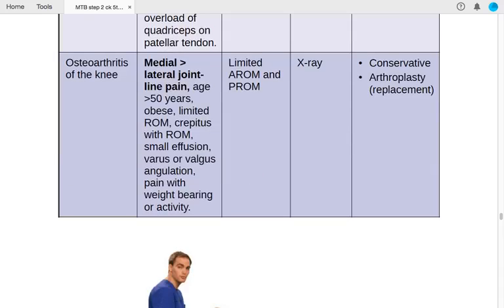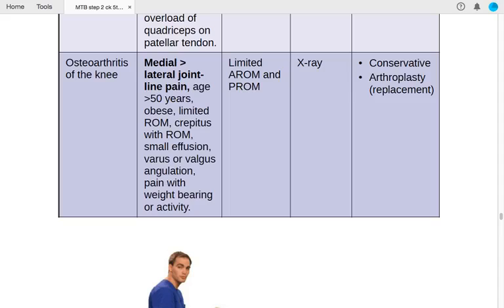Then we have osteoarthritis of the knee, which is a very important and common topic from an exam point of view. Especially here we have medial and lateral joint line pain. Medial pain is more as compared to lateral joint pain. It's not that only medial pain is there or only lateral pain is there. Both pains are there, but the one that is more is the medial one. So medial is more as compared to lateral joint pain, and age should be more than 50 years.